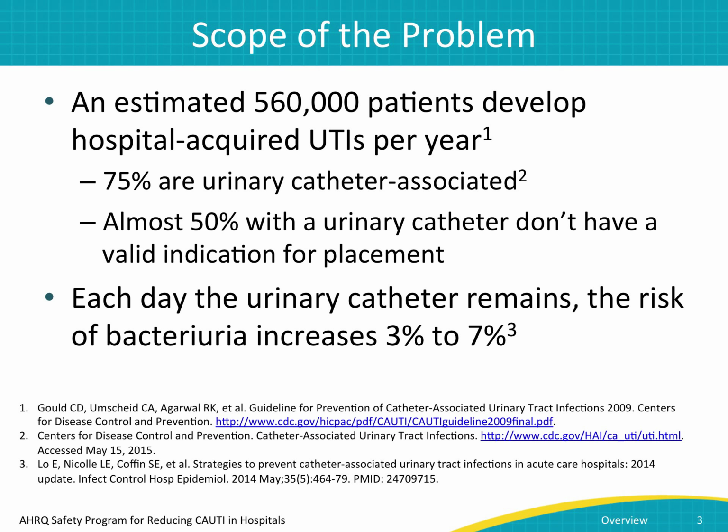Large. In fact, around 560,000 patients develop UTIs per year from hospital stays, and of those, 3/4 are associated with urinary catheters. However, nearly half of those patients with a urinary catheter don't have a valid indication for placement. For those with catheters, the risk of bacteriuria increases 3 to 7% every day the catheter remains in place.